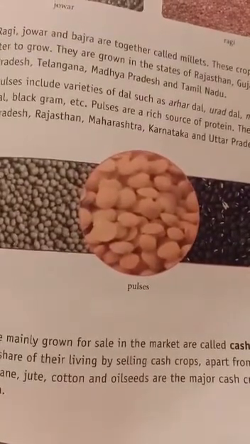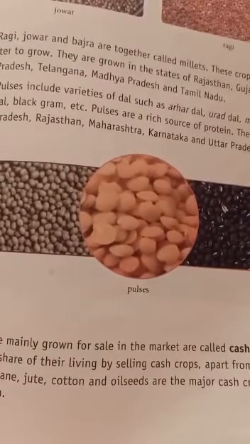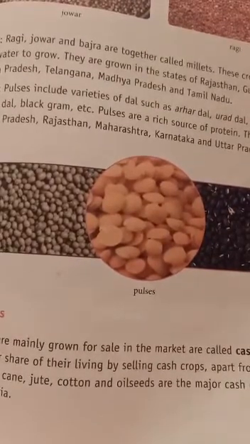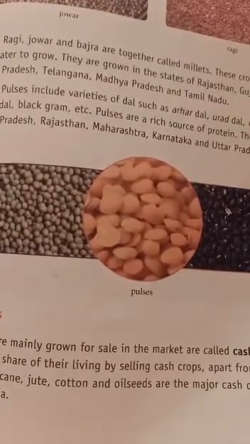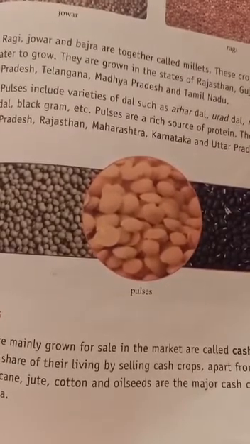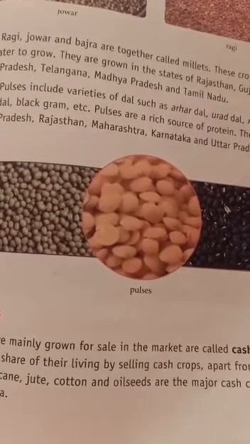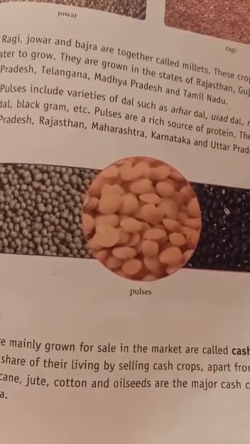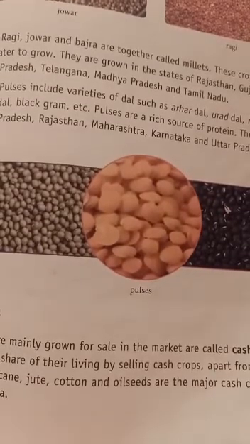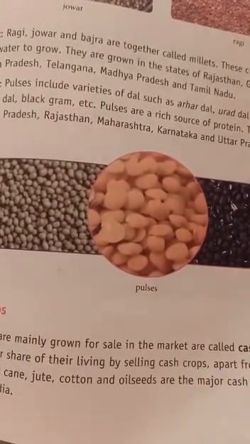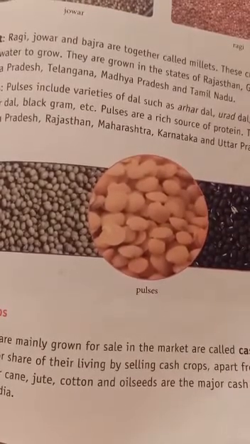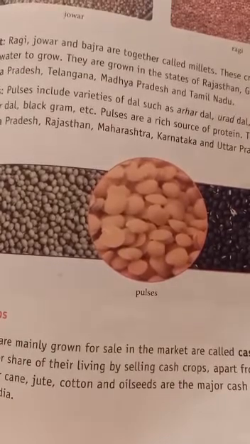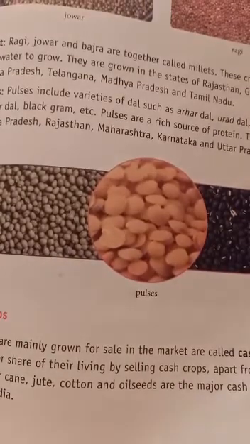Another kind of crops are grown by farmers mainly for sale in the market, and these are called cash crops. From these cash crops the farmers earn a major share of their living by selling them, apart from the food groups. The different types of cash crops are sugarcane, jute, cotton and oilseeds, which are the major cash crops grown in India.